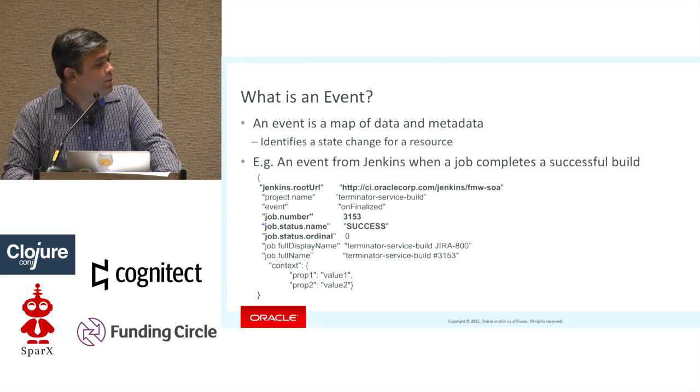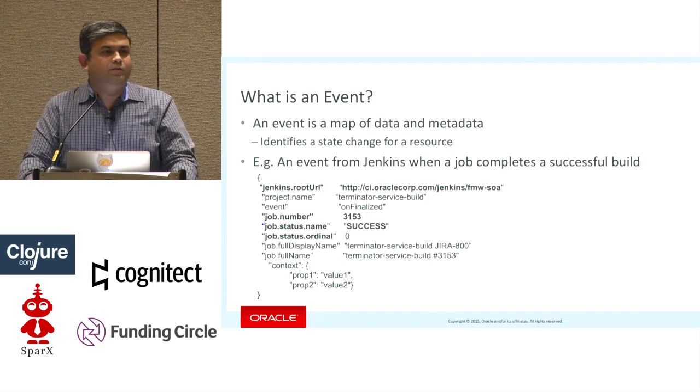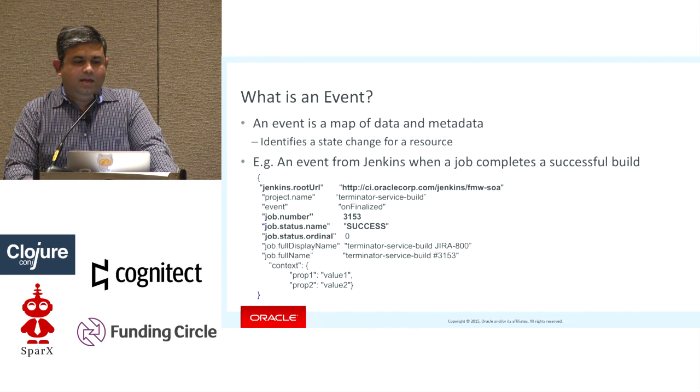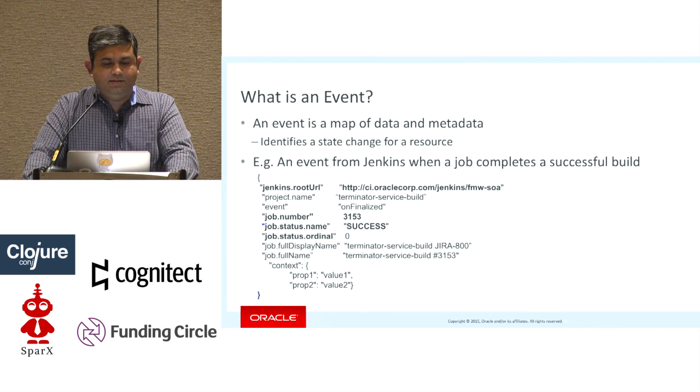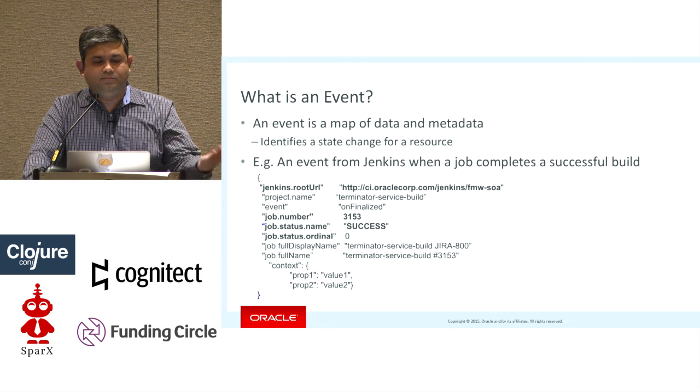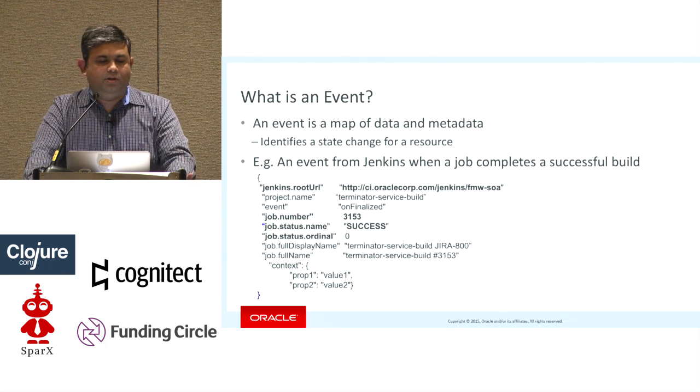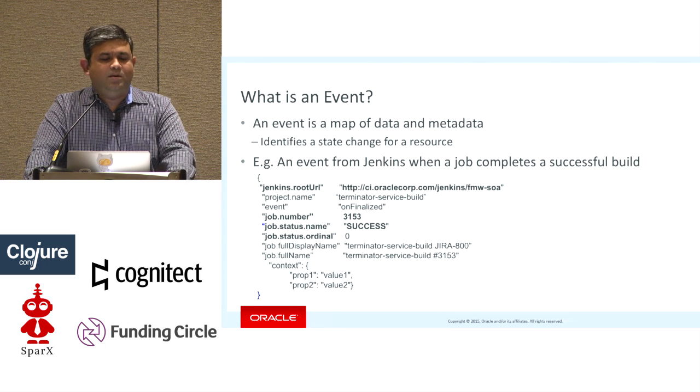Since we are talking about events, this is just a simple event. We don't enforce any schema on the events, at least at this point in time. It's fairly simple. If you look at a Jenkins event, it contains a root URI, which is the URL of the Jenkins instance, and what kind of event it is. So on finalized is when the finalization happens on a particular job. Then there's job-specific details like job number, status, name, and the ordinality. And then there is a map where we have key-value pairs.